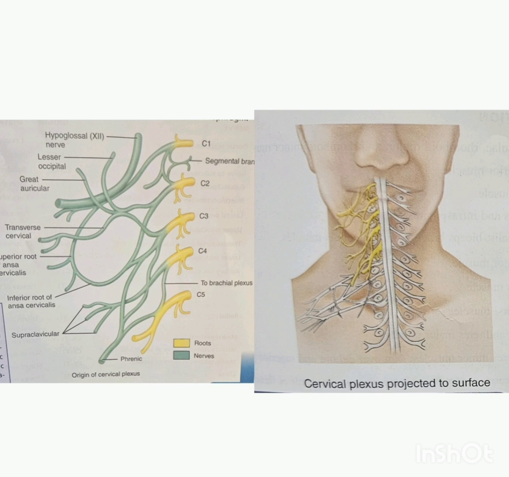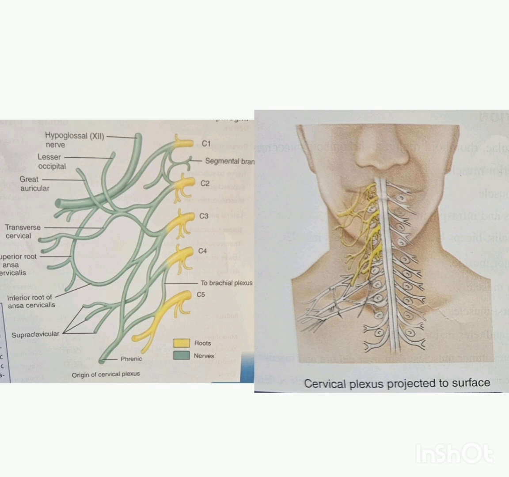So we have our superior root. Its origin is C1, and the distribution is infrahyoid and some of the muscles of the neck. The inferior root, C2 to C3, some of the muscles of the neck as well, and the phrenic nerve, which we mentioned before, C3 to C5.